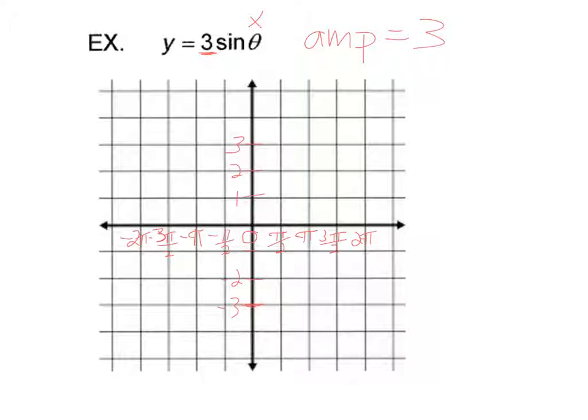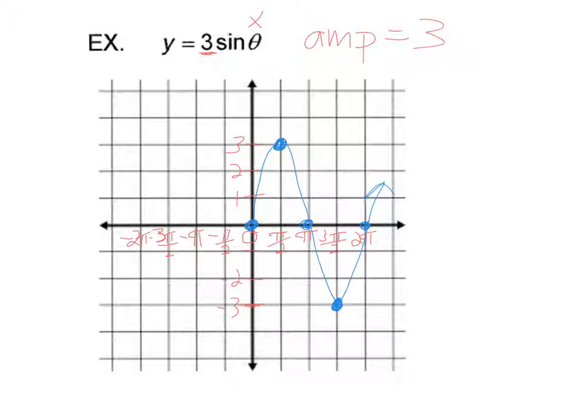I'm going to follow the same pattern as the parent graph. It's a sine graph, so in the middle I'm at (0, 0). And then when I move to pi over 2, I'm at the highest point, which is now 3. At pi, I cross again. At 3 pi over 2, I'm at the lowest point, which for this graph is negative 3. And then back to 2 pi, I'm at 0 again. So there's the right side of the wave.